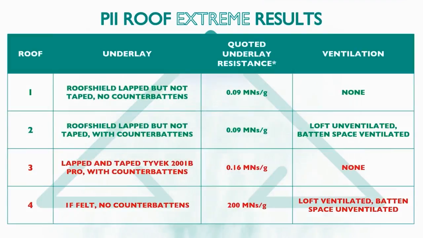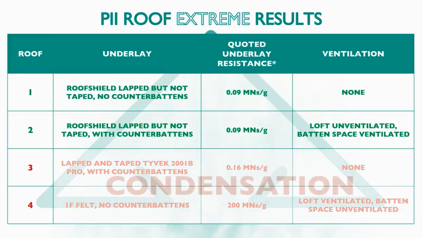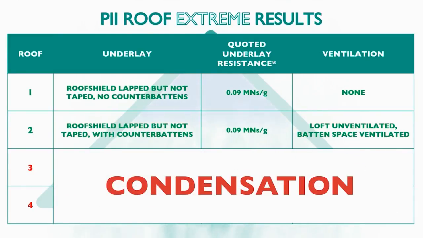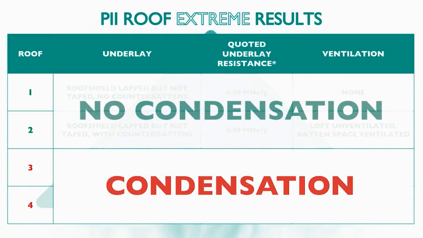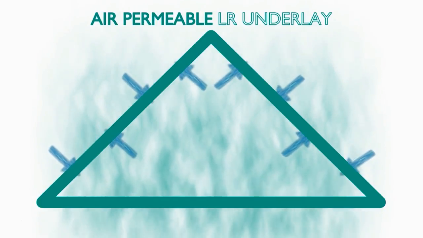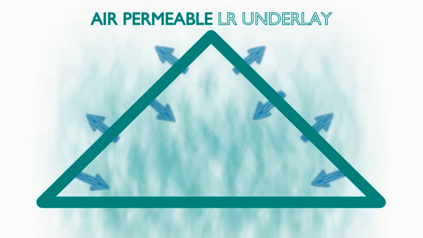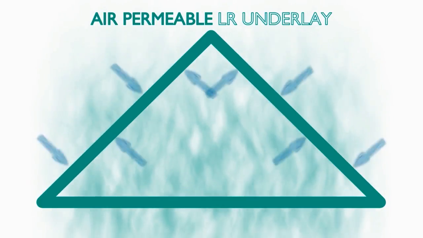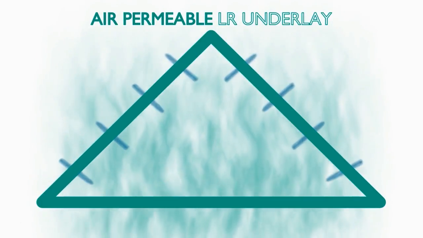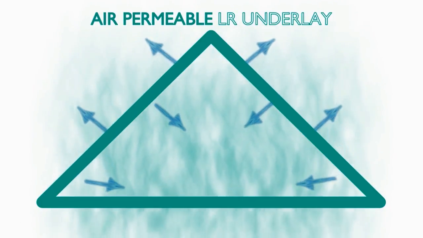During the extreme test period, heavy condensation was noted on the underside of both the airtight LR underlay and the traditional roofing felt, while the air permeable underlay on the first pair of roofs was free of moisture. In these roofs, the air permeable underlay allows airflow through the loft, so as well as the vapour drive pushing moisture from inside to out, there are actual air changes taking place.